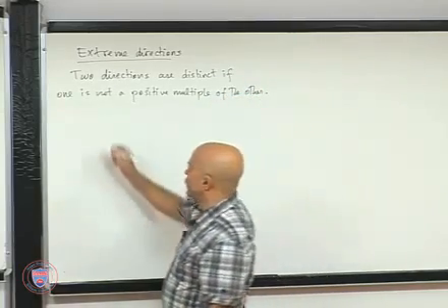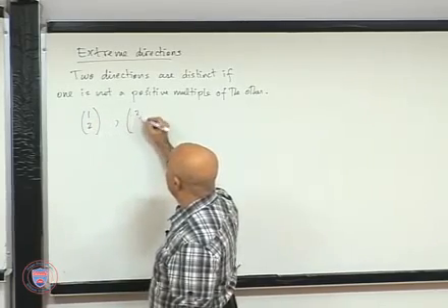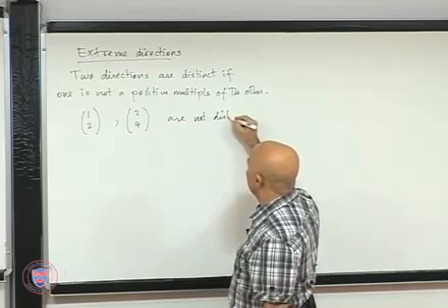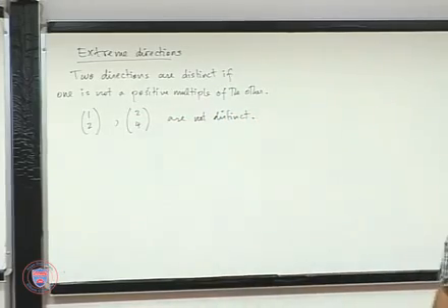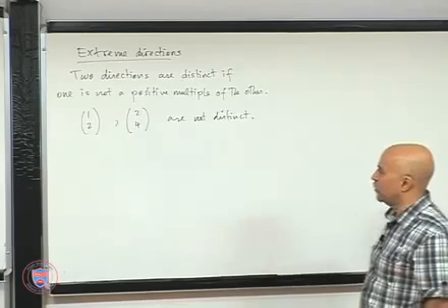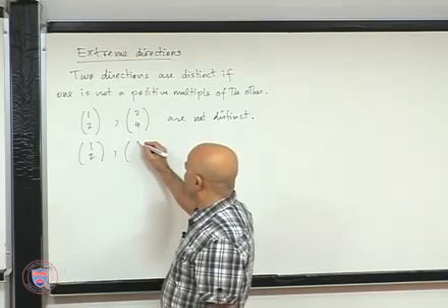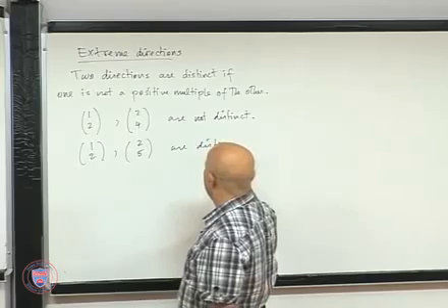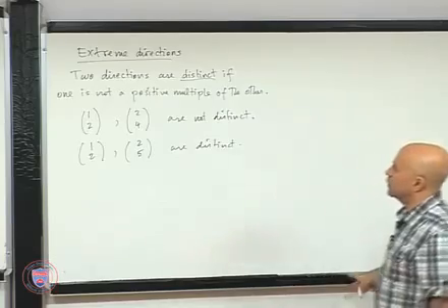So, for example, the directions 1, 2 and 2, 4 are not distinct because they all point in the same direction. Okay? One is a positive multiple. It's twice. The second one is twice as much as the first one. Whereas 1, 2, and 2, 5 are distinct. Okay. That's the definition of that.